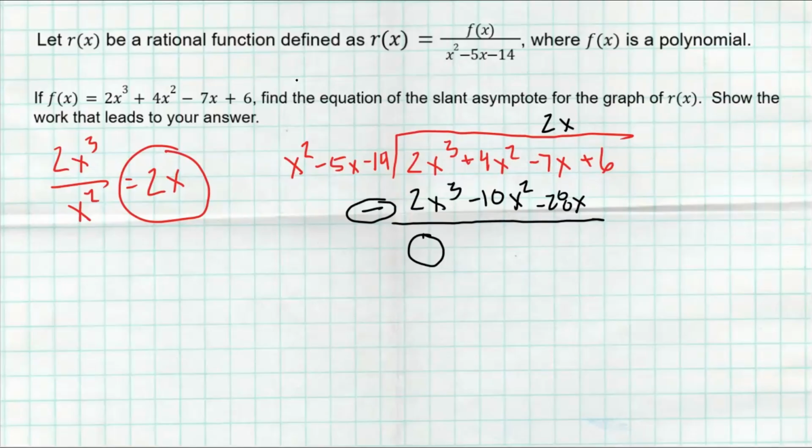4x squared minus negative 10x squared. Be very careful. Even do some dirty work if you have to. 4 minus negative 10 is actually going to produce a positive 14x squared. Then I have negative 7x minus negative 28. Again, negative 7 minus negative 28 is going to turn into negative 7 plus 28, which is going to be a positive 21x plus 6 now.